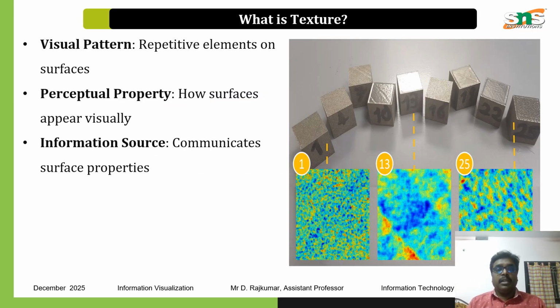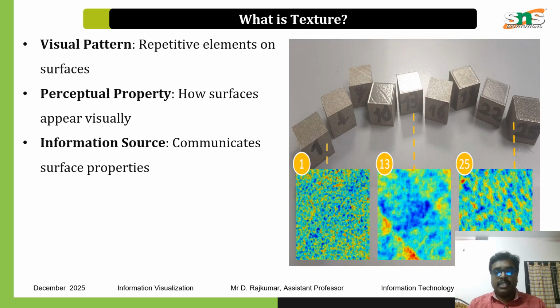Visual patterns are the repetitive elements on surfaces, which provide a certain pattern, that is the visual pattern, and how surfaces appear visually, that is your perceptual property. So you can just imagine all those rough surfaces. And next, the informational sources, which communicate about the properties of that particular surface. So this is what texture is all about.